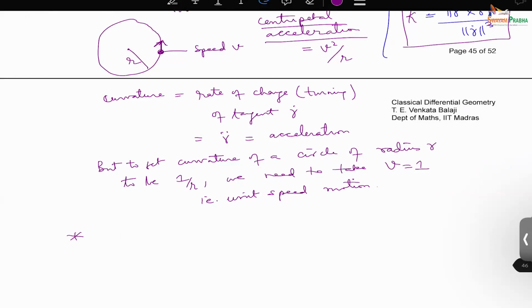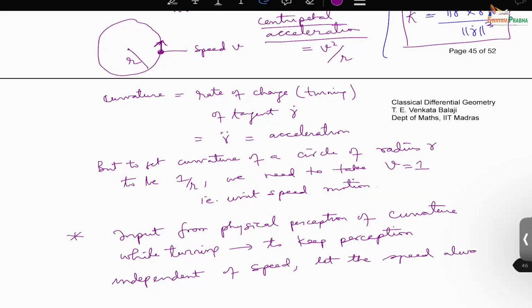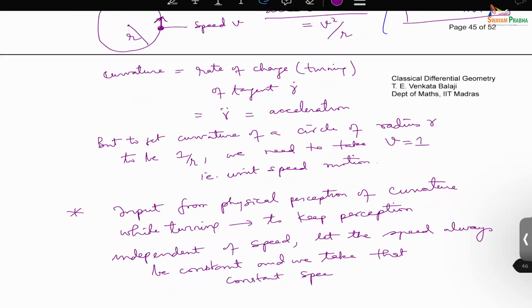When input from physical perceptions of curvature while turning, to keep perception independent of speed, let the speed always be constant, and we take that constant speed as unit speed.